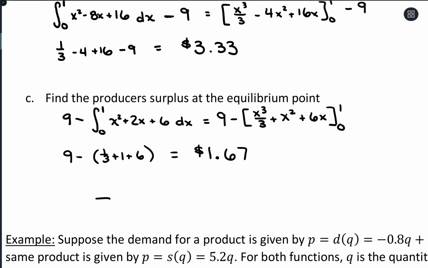Oh, total gains. If we were asked to find the total gains, we would just take the $3.33 plus the $1.67. So with this, there is a total gains of $5.